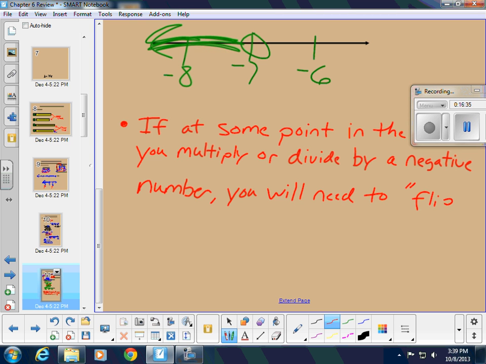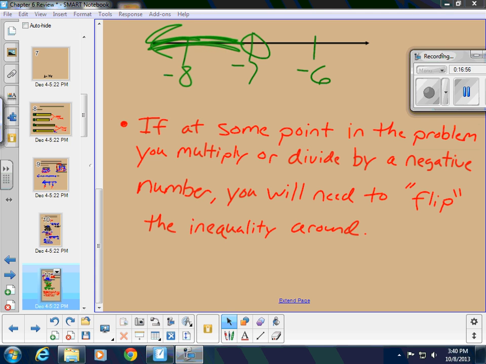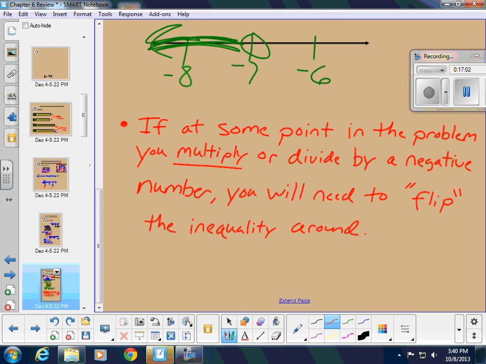Need to flip, I'm going to call it, the inequality around. So if it was less than, it needs to be greater than. If it's greater than or equal to, it needs to be less than or equal to. And again, this just happens in problems. There can be negative numbers in the problem. That's not a big deal. But if you actually multiply or divide by a negative number at some point in the problem, that's when we'll have to change it.